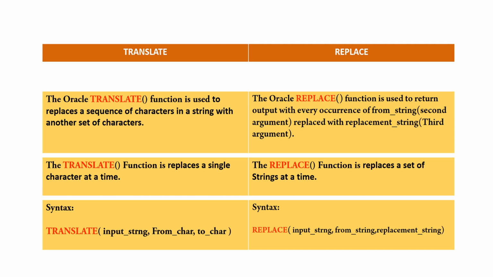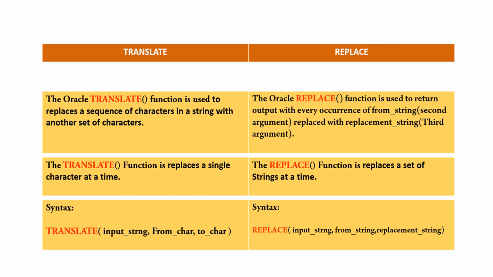So in translate, we have seen the translate function replaces a character at a time. So which means each character gets replaced every time. Whereas in replace function, a set of string, which means more than one combined character, will get replaced at a time.